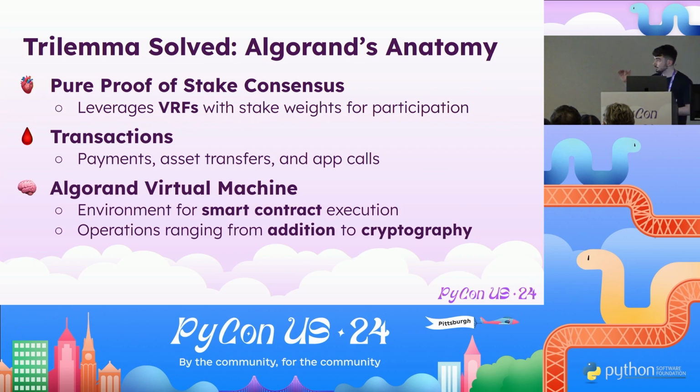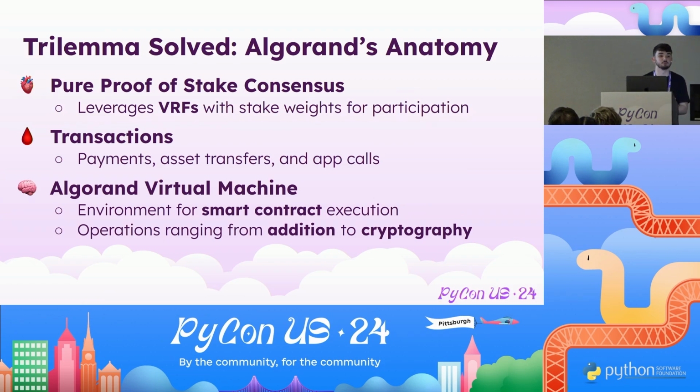So here's an overview of the brief anatomy of Algorand, and each of these bullet points could be a whole presentation on its own. But at a high level, at the heart of the network is the pure proof-of-stake consensus mechanism, right? So for every blockchain, the key thing is, how do all these nodes agree on what the current state is?